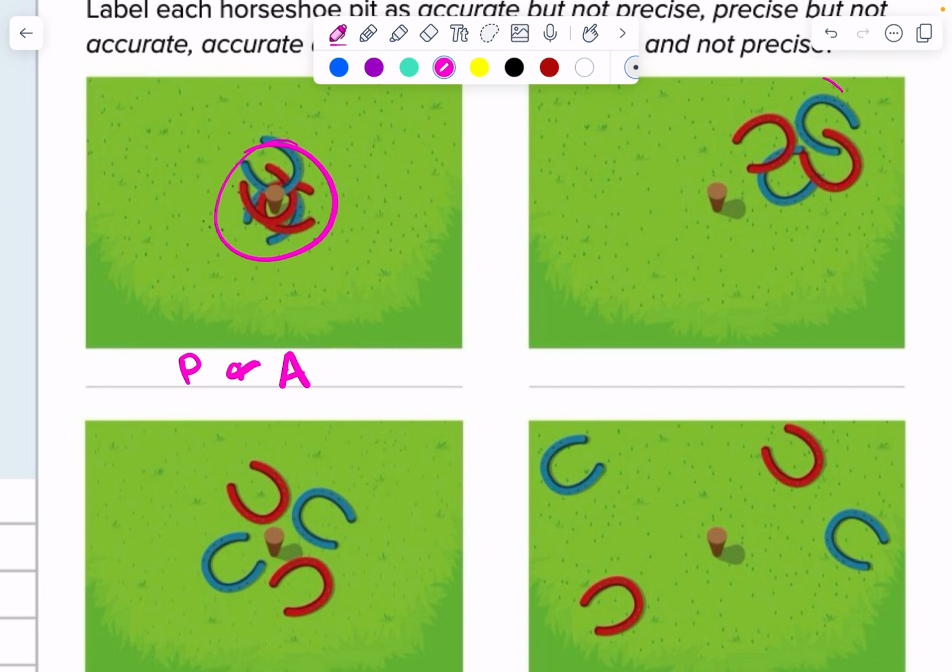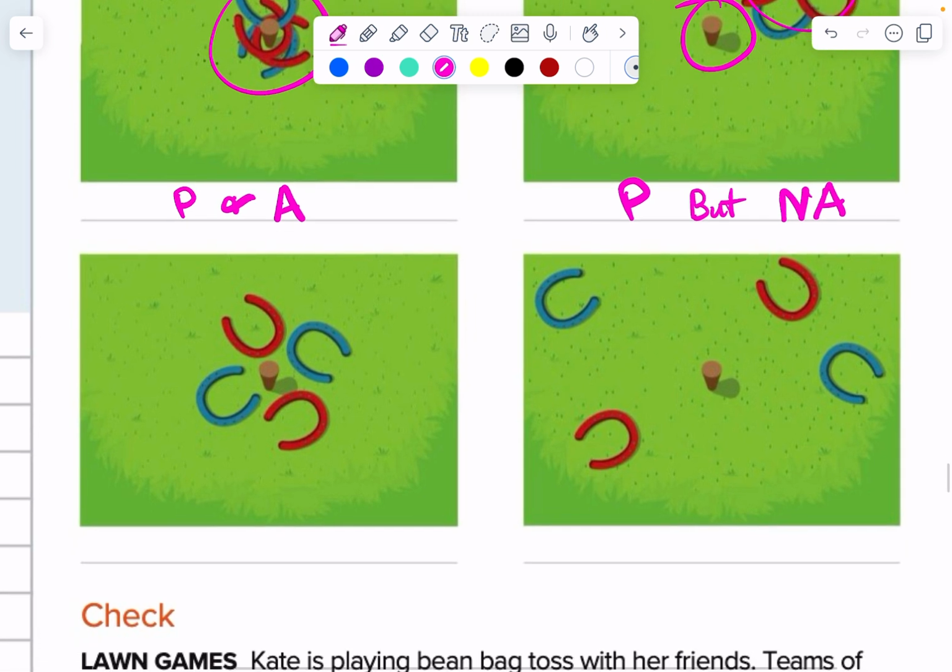Anyway, okay, this one, they're all kind of grouped together, which means I'm consistent. I am precise, but I am not accurate, right? Because they're not around the stake. They're in the same spot, that's consistent, but they're not accurate. They're not good, right? Here I'm pretty good, like they're all around. This is accurate, but not precise, because they're not all in the same center area, right?